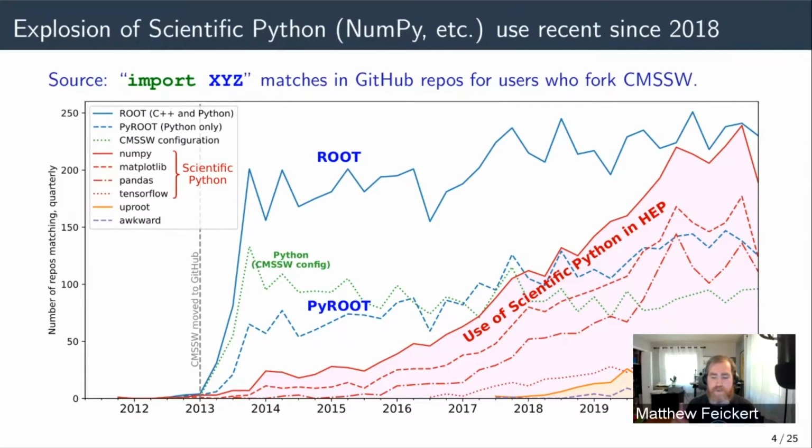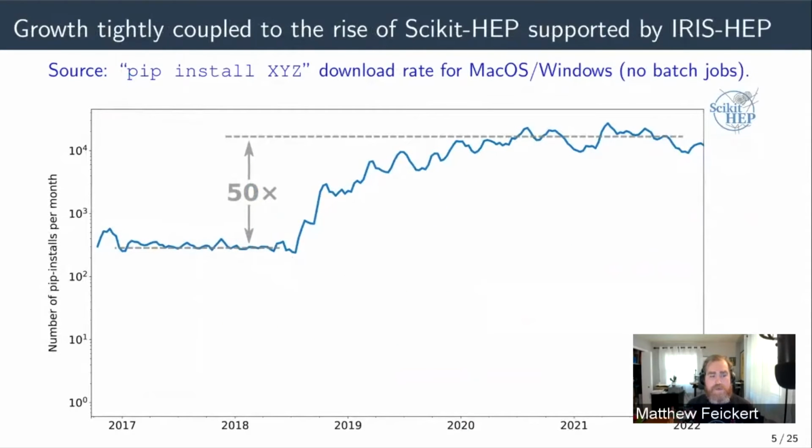And then as a spoiler, you can also see that we have these packages called Uproot and Awkward that come from Scikit-HEP that, from 2018 on, are also starting to make an appearance. And so this rise is not really super accidental. This is also very tightly coupled with the rise of Scikit-HEP and with the IRIS-HEP ecosystems as well.